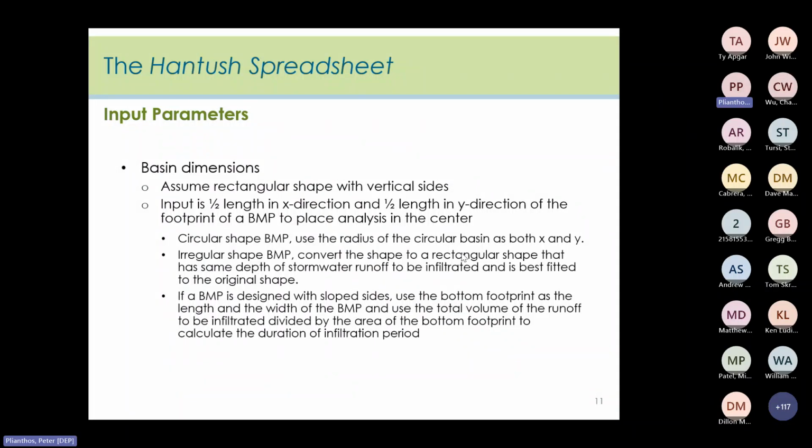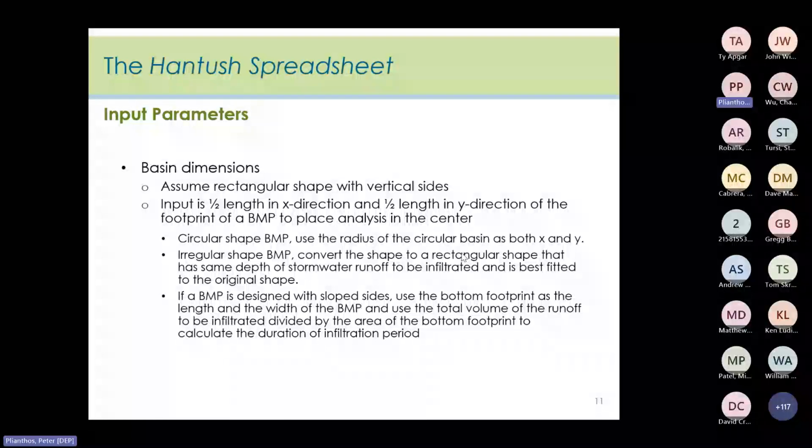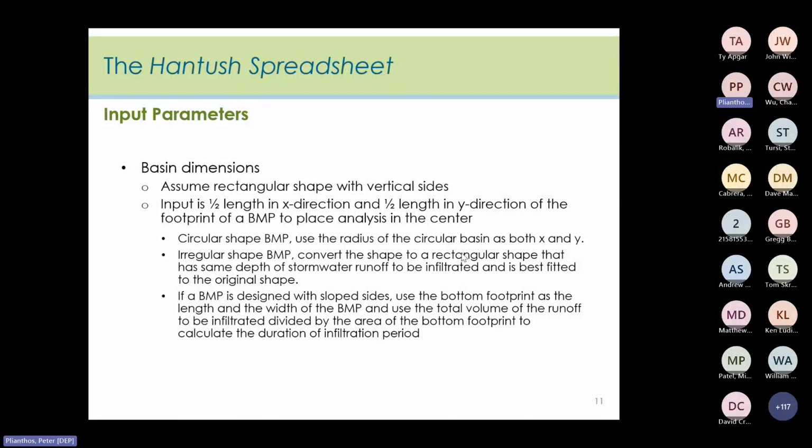Now for BMPs that are not rectangular in shape, we have some additional guidance. For circular shaped BMPs, you want to use the radius of the circular basin as both X and Y. For irregular shaped BMPs, convert the shape to a rectangular shape that has the same depth of stormwater runoff to be infiltrated and is best fitted to the original shape.